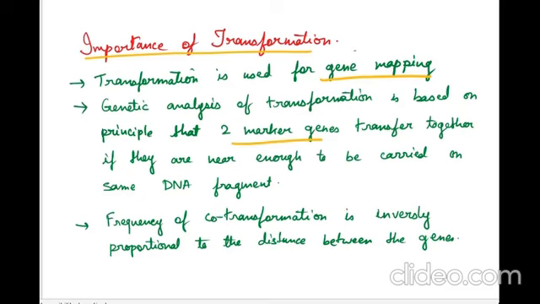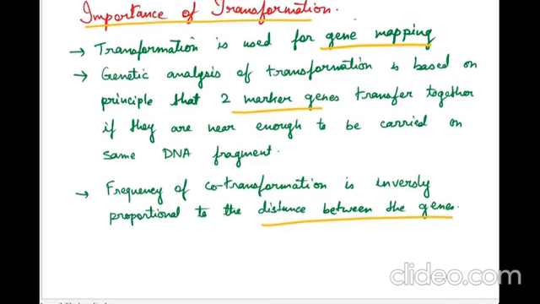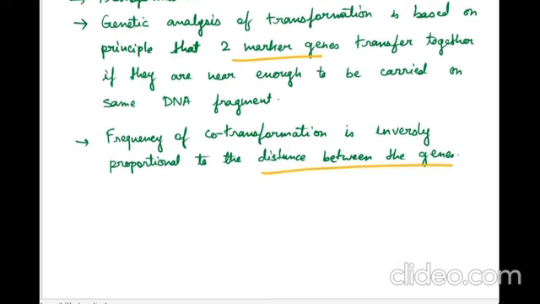The other point is that the frequency of co-transformation is inversely proportional to the distance between the genes. So it can also help you understand the distance between genes. This is how it helps.